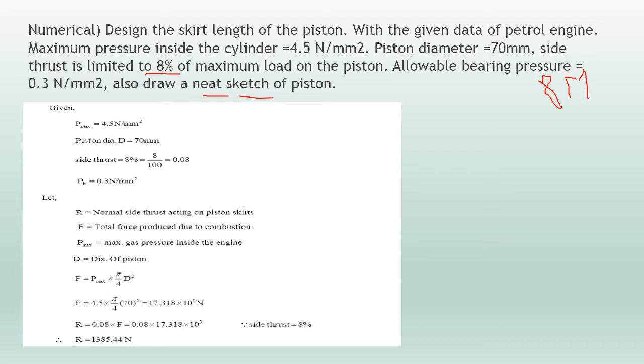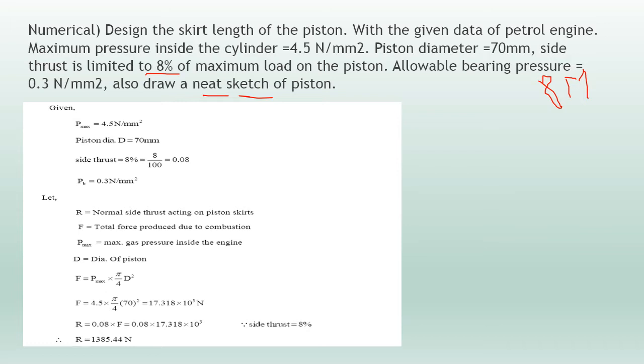So here is the given data. P max is 4.5 Newton per mm square. Then the piston diameter, that is capital D, is 70 mm. Then the side thrust is given as 8%. Convert it into the fraction, that is 8 divided by 100, you will get 0.08. So side thrust is 0.08. Then PB is 0.3 Newton per mm square, that is the bearing pressure.